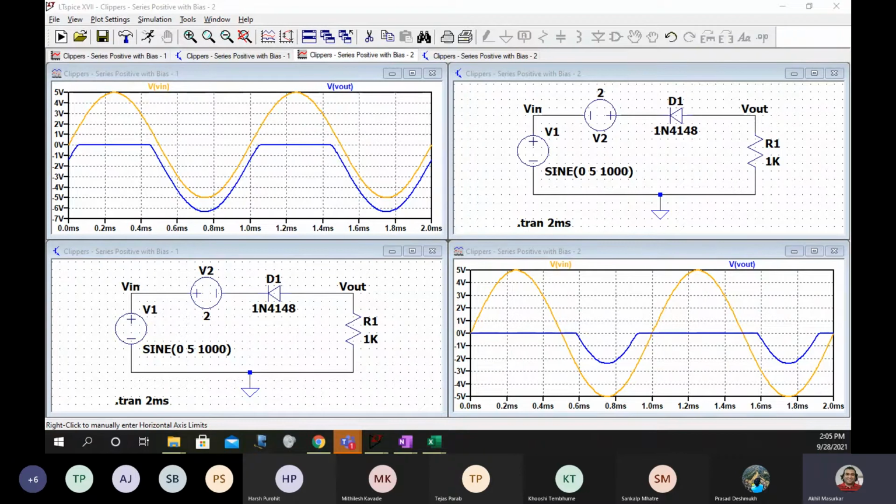Yes. So at 2:10 I will change my output. So these are all series clippers. Those who are done with this can go ahead with shunt clippers.